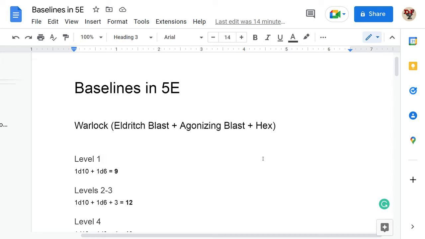So just anything that is actually a renewable resource that you spend included in a baseline is a mistake, in my opinion. I think it misses the point, and it tends to inflate the numbers. Hex itself is problematic, not just because you need to maintain concentration on it, which is far from guaranteed, but also it needs setup. You need to use your bonus action to apply it, and Eldritch Blast has a much longer range than Hex does.